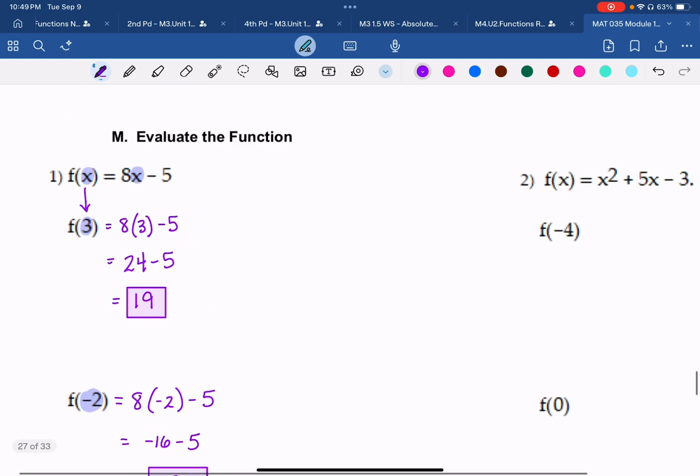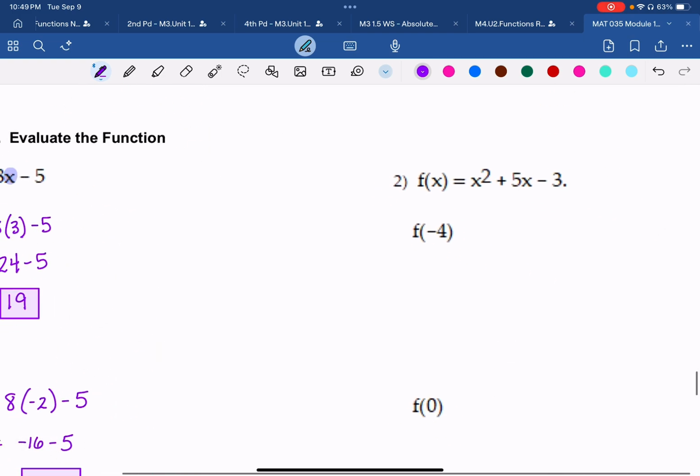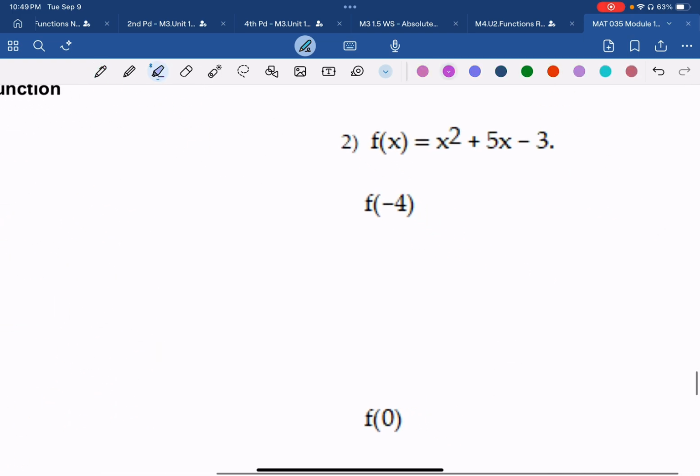All right, let's look at another one. Same idea. Again, if I've got f of x, that means that if I'm evaluating, everywhere I see x, I need to replace that. So if I've got f of negative 4, what that's telling me is that everywhere I see x, I'm going to put negative 4. And if I have more than one x, I'm going to replace it more than one time.